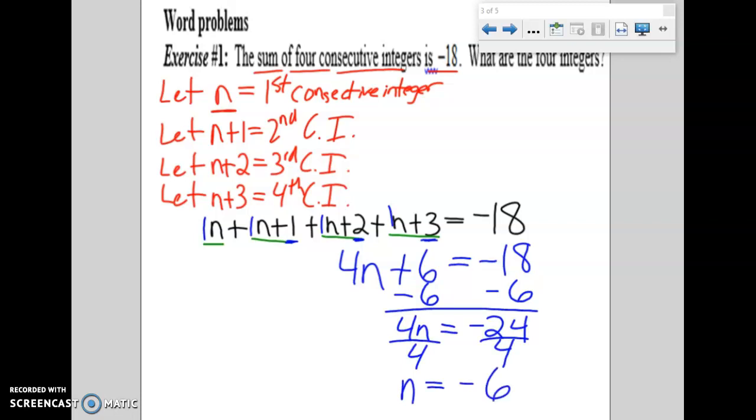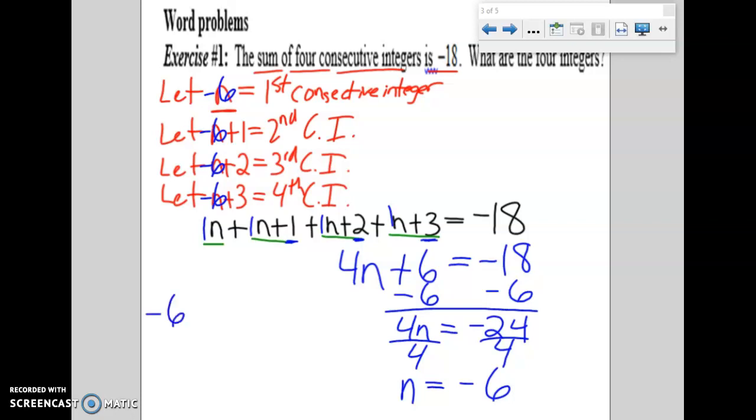Now we said that a consecutive integer could be a negative, but we didn't get a decimal, we didn't get any funky fractions, so that's good news, all right? So negative 6 is the first number. We want to find all 4. So we simply want to go back and substitute negative 6 in for n. Remember, the variable can't change. N is n for this one, so it's negative 6 for them all.